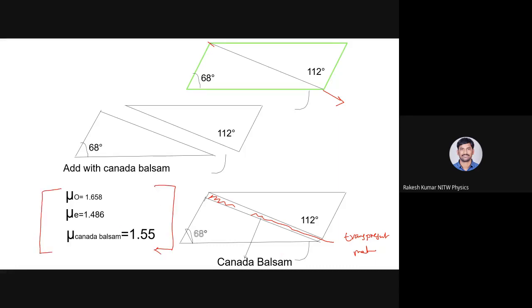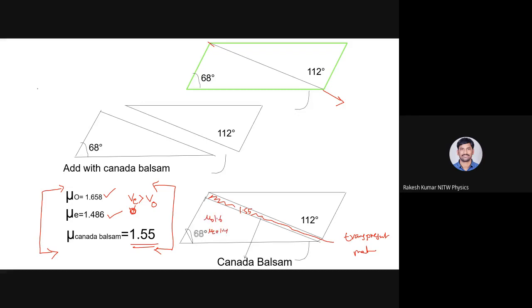In the case of a calcite crystal, the refractive index of the ordinary ray is 1.65 and of the extraordinary ray is 1.4. Now tell me, for the ordinary ray and the extraordinary ray, which one has the higher velocity? The extraordinary ray is higher. The velocity of the extraordinary ray is greater than the velocity of the ordinary ray. Now I'm going to take the material that joins the two pieces with a refractive index of 1.55. So the ordinary ray sees 1.6 and the extraordinary ray sees 1.4.